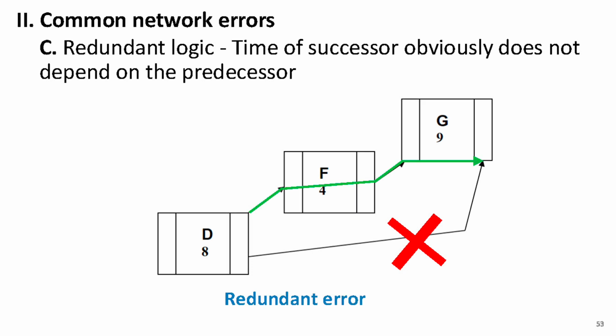To go from the finish of D to the finish of G, you can follow this green path. The finish of G must come after the finish of F. The finish of F must come after the finish of D. Since the logic already ensures that G finishes after D, there is no need to define a direct connection from D to G. This makes it redundant and should be removed.